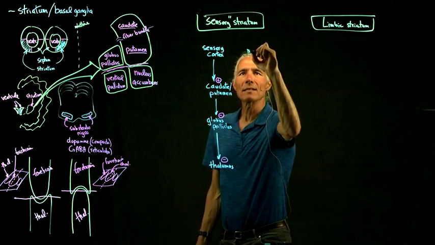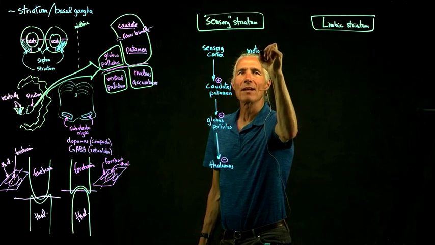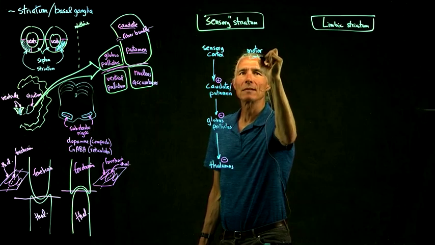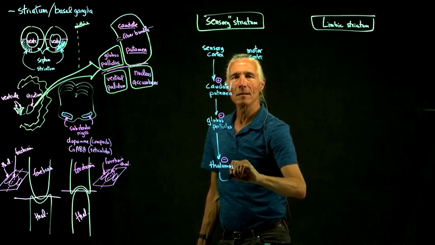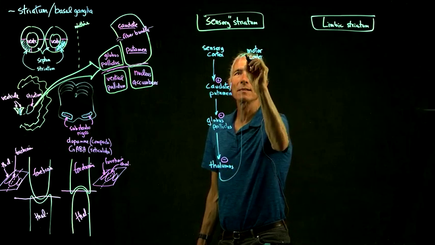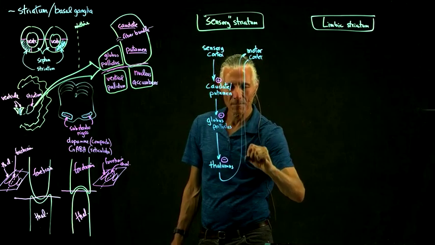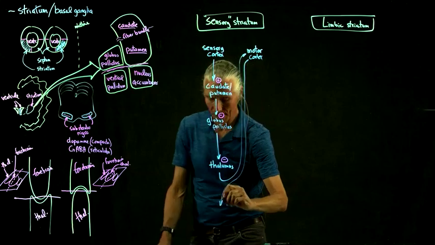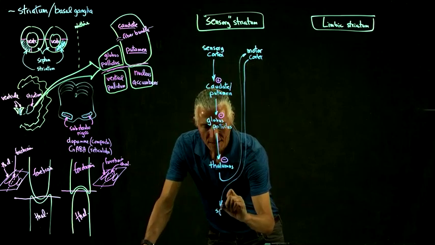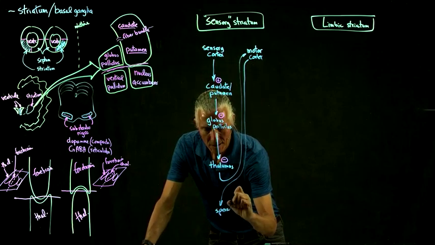But then eventually, the thalamus goes up to motor cortex, and then the motor cortex comes back out to the spinal cord. And so that's how we can get a movement out.